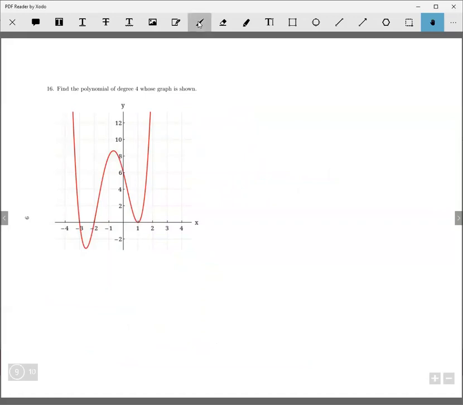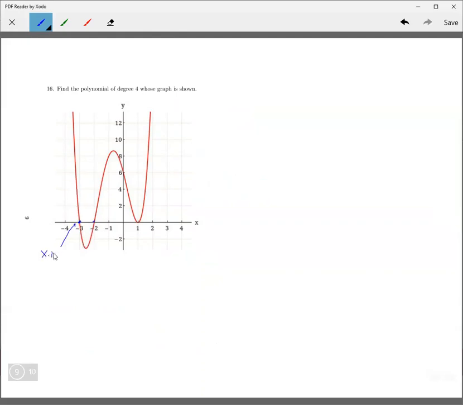Find a polynomial of degree 4 whose graph is shown. Okay, so what you want to do is you look at the zeros here, and this one, it kind of just goes straight through. So that means that x plus 3 is going to be a 0. Here, same thing, so x plus 2. Because -3 is a 0, that means x plus 3 is going to be a factor. -2 is a 0, that means x plus 2 is going to be a factor.